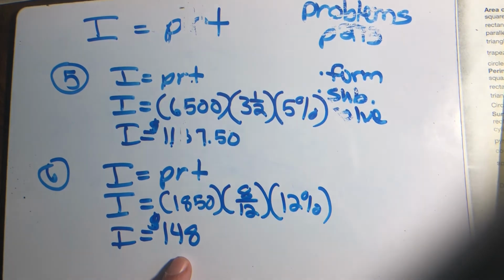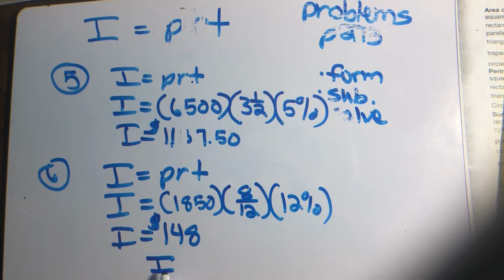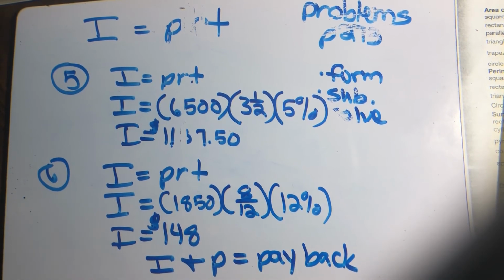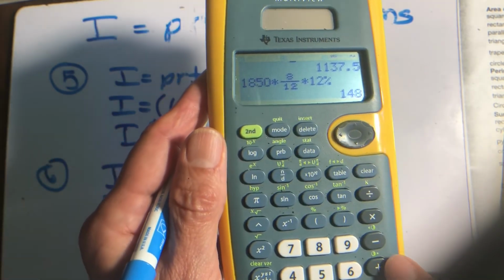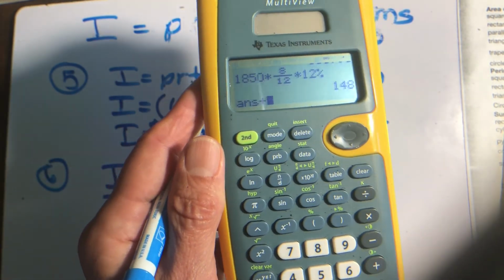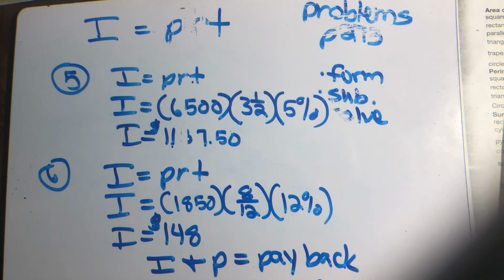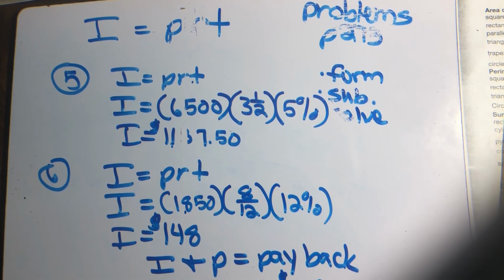But remember, the question is, how much will he pay back? So now we need to take the interest plus the principal to equal how much they will pay back at the end of their loan. So we got $148 plus your $1,850, and that gives us our answer. So 148 is already in my calculator, so I'm going to hit plus 1,850, and bam, 1998. So the guy doesn't just pay back $1,850, he pays back $1,998.